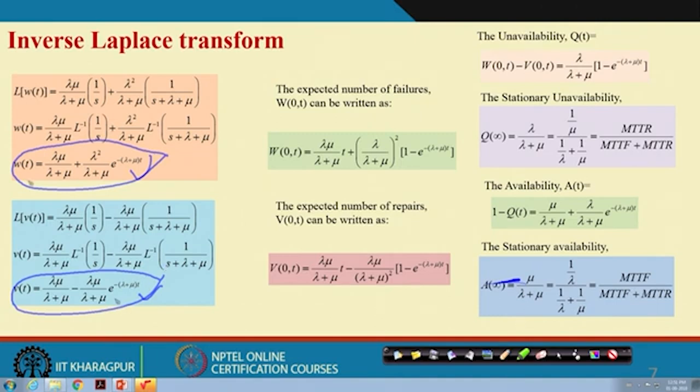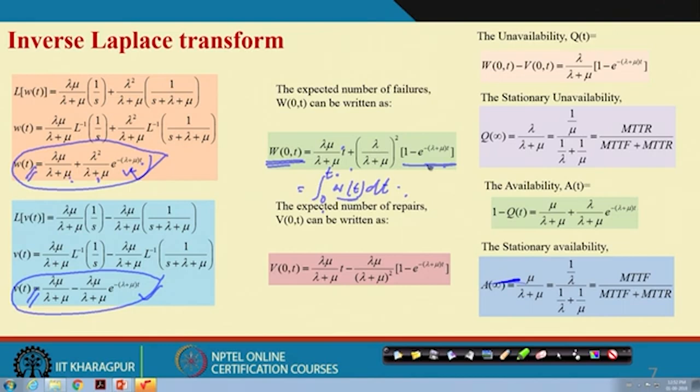So anyhow, once you know Wt and Vt, in order to know the expected number of failures within 0 and t, what is the formula? The formula is the integral from 0 to t of Wt dt. But the Wt equation is known to you, that is lambda mu by lambda plus mu plus this. If you put it here and take the integration, then the first term is lambda mu by lambda plus mu into t, and the second is lambda by lambda plus mu squared times 1 minus this. If you integrate this from 0 to t, you will get this equation.